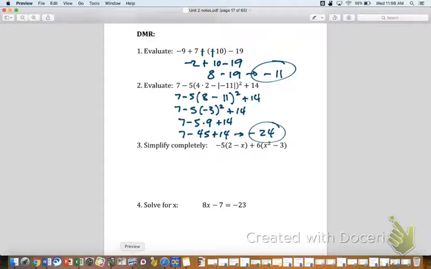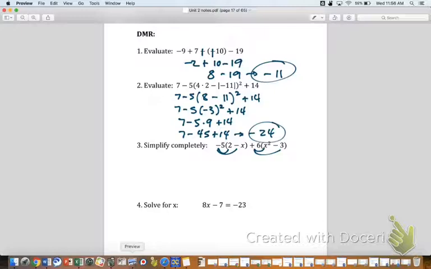Okay, fair enough. Then in number 3, we're supposed to simplify completely. Do you guys see any distributive properties? We want to do those first. Anybody else see any? Yeah? Negative 5, yep. Negative 5 gets distributed, and the 6. They both get distributed.